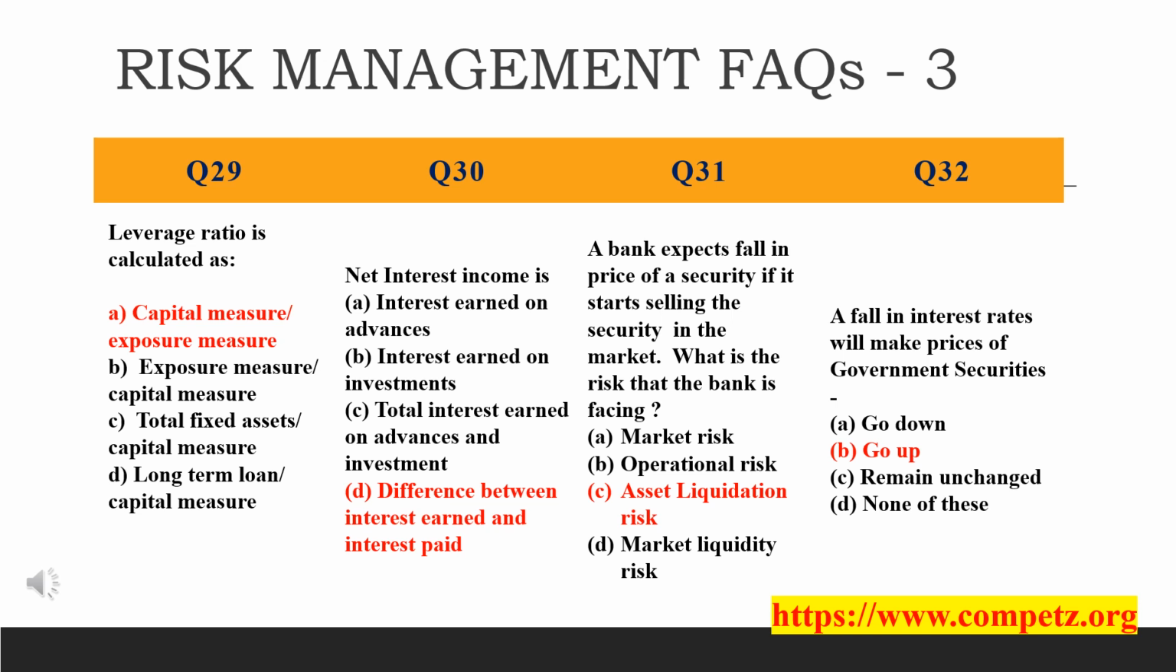I hope you are understanding my point. The answer is asset liquidation risk. In general this case is a market risk, but as the bank is selling the security and is expecting the price to fall because of that selling, that is, when it is liquidating its assets, asset liquidation risk comes into force. So the answer is option C, asset liquidation risk.